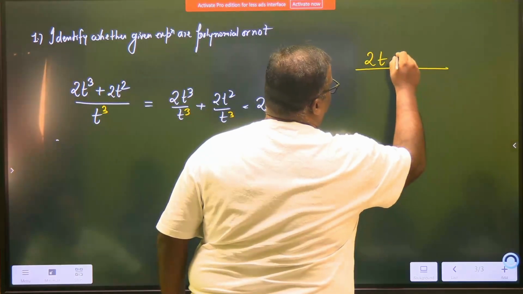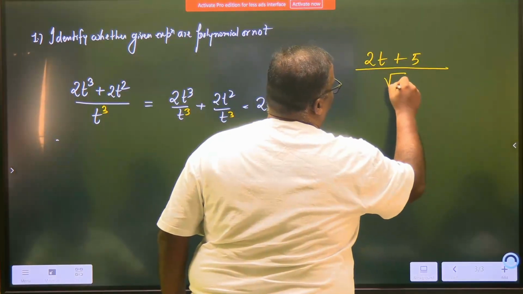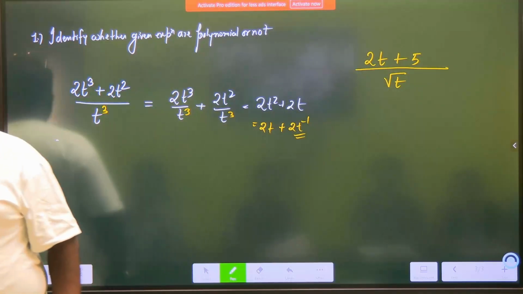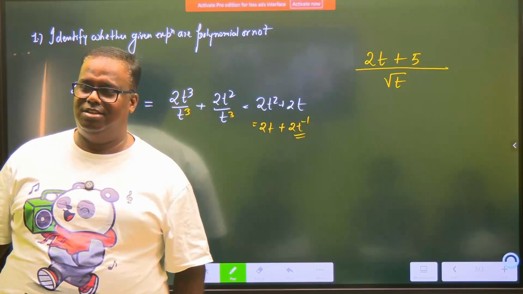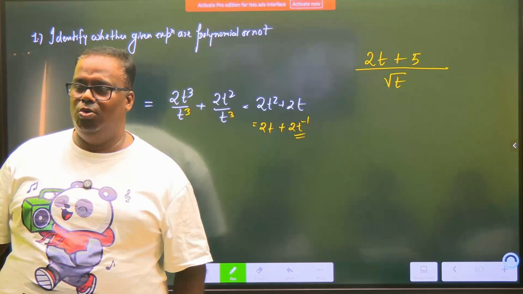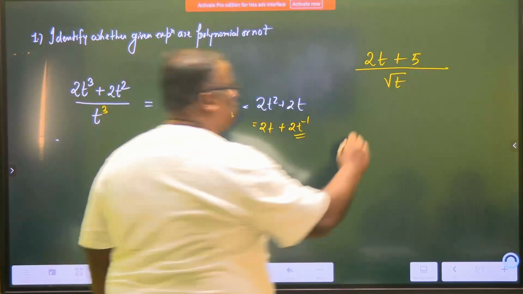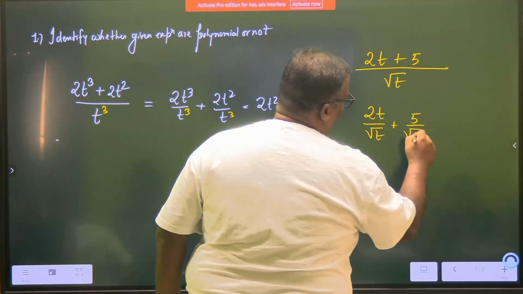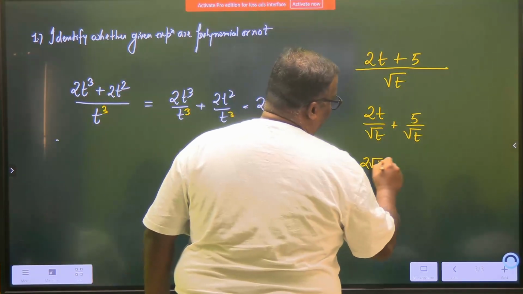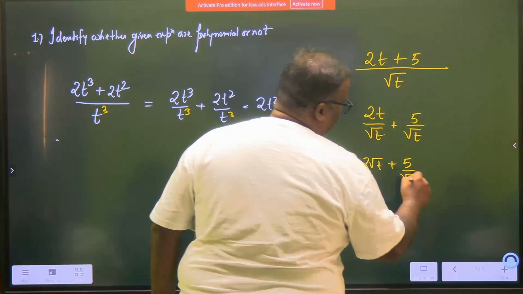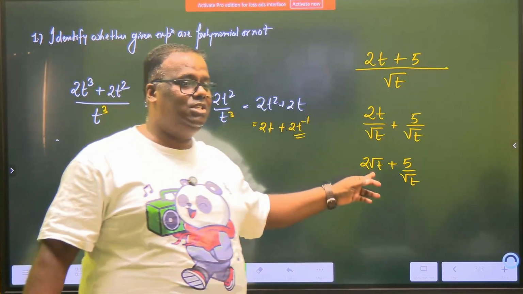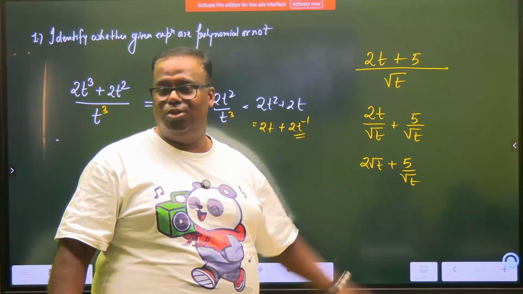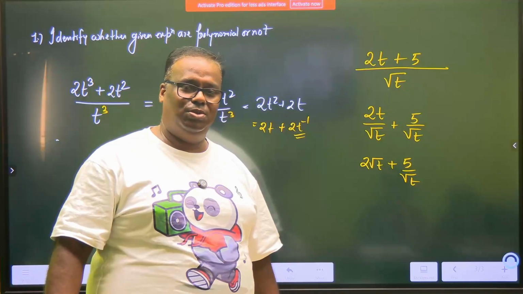Rishika, once again, is this a polynomial? Why? So what? Take 2t divided by root t plus 5 by root t. It becomes 2 root t plus 5 by root t. Now we can say it is not, because root t means t to the power half, so it's not a whole number. Or this is t to the power minus half, not a whole number. Have you understood?